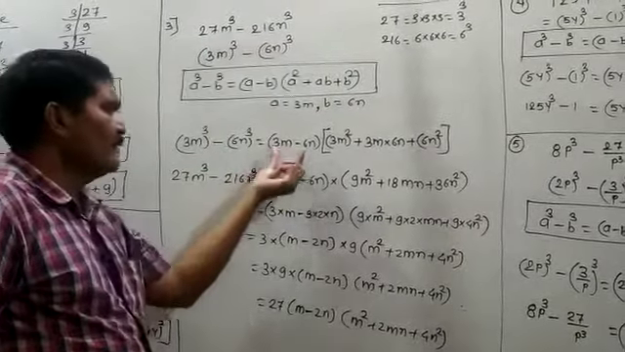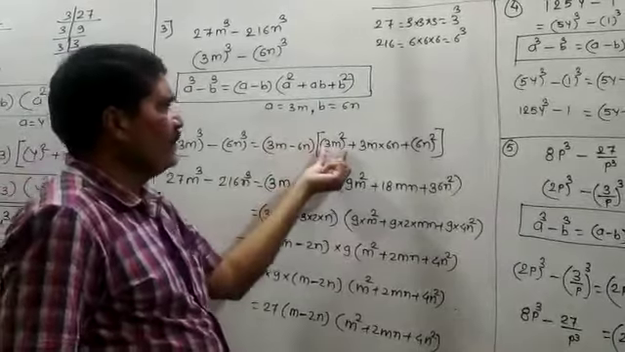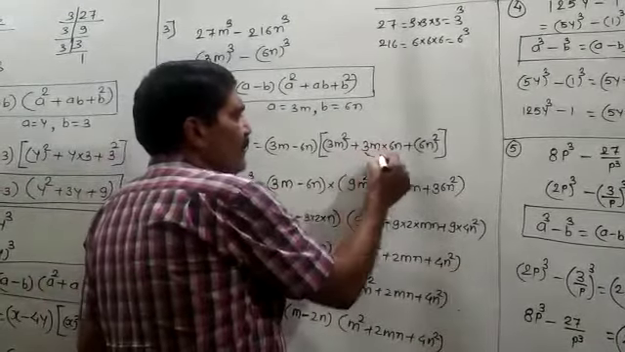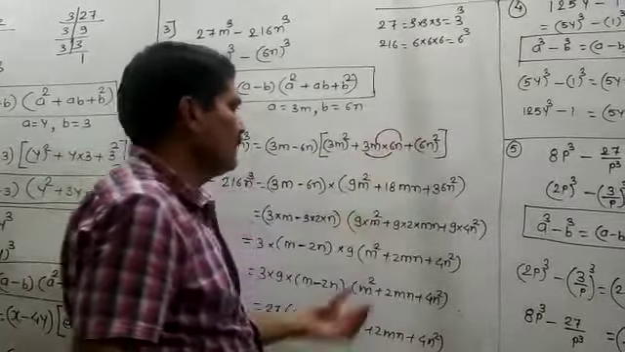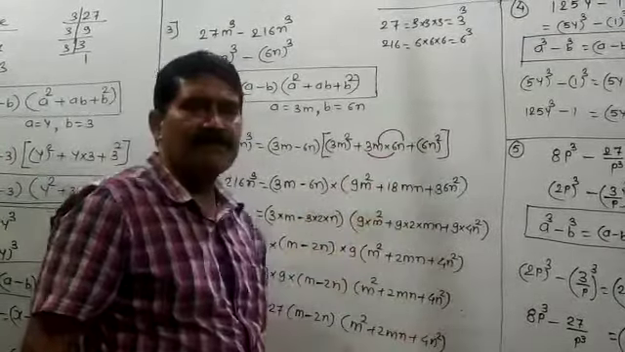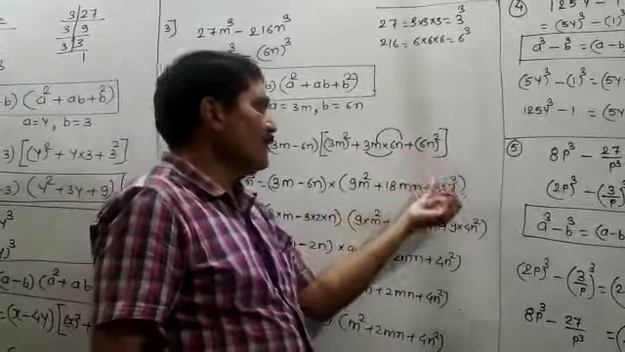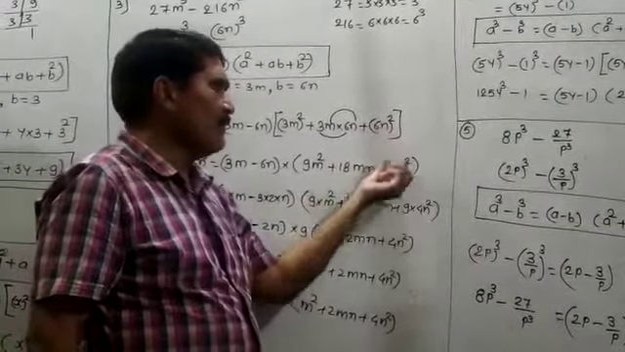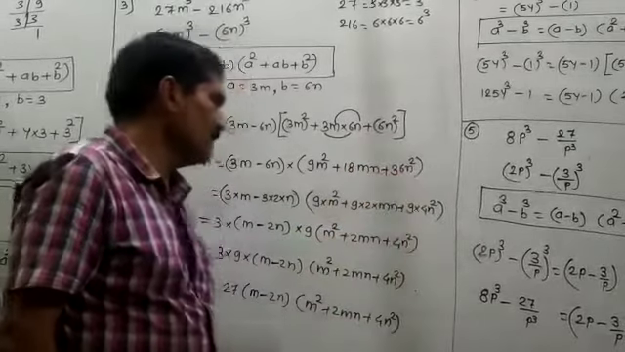This is equal to, this as it is you have to write, square of 3m is 9m square. You have to do the product of the numeric term and product of the variable term. 6 3s are 18, m multiplied by n is equal to mn, and square of 6n is 36n square.